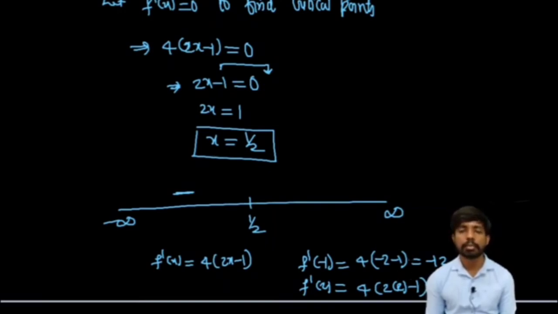This is greater than 0, positive. Hence, from minus infinity to 1 by 2, you are getting negative, and from 1 by 2 to infinity, you are getting positive. So the slope is changing from minus to plus by crossing this point.